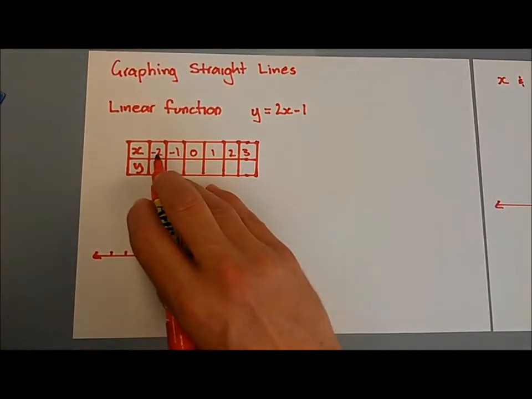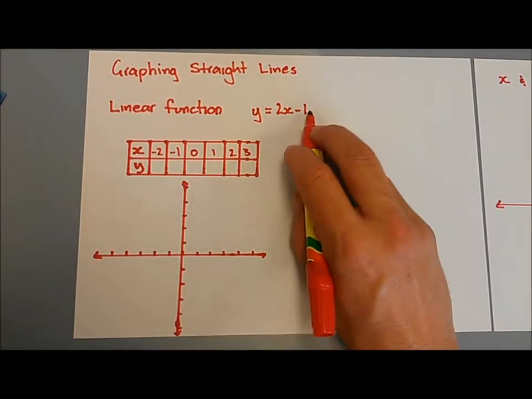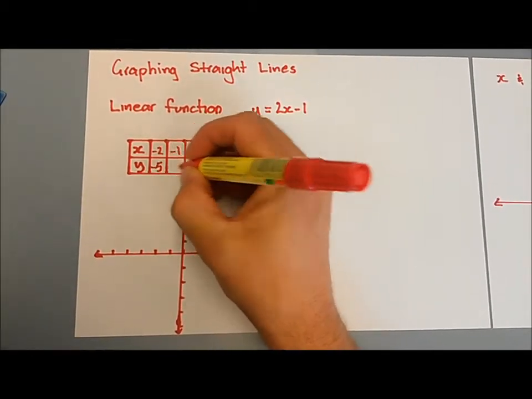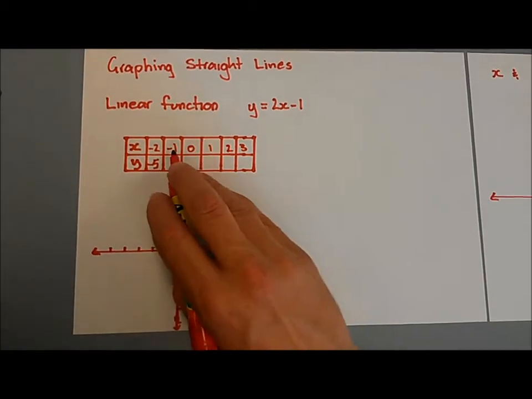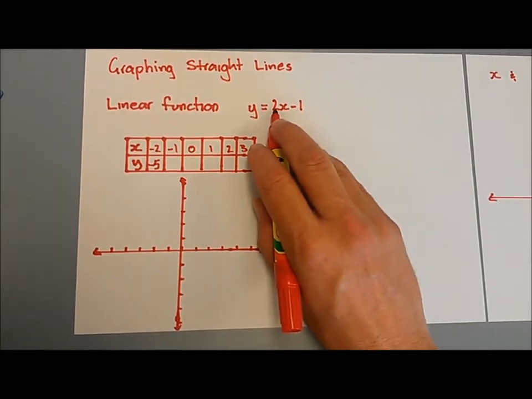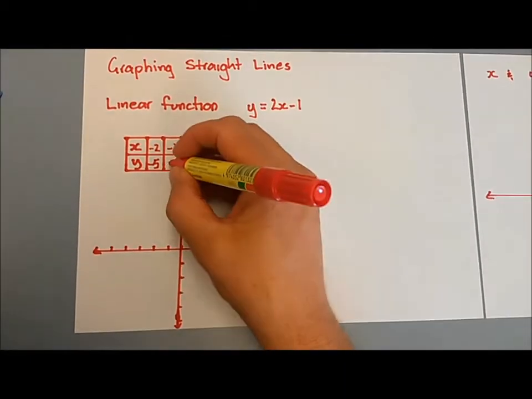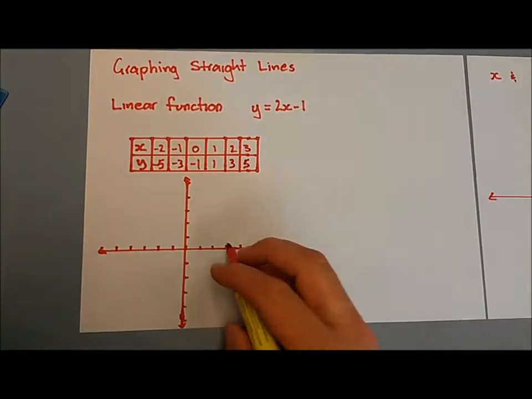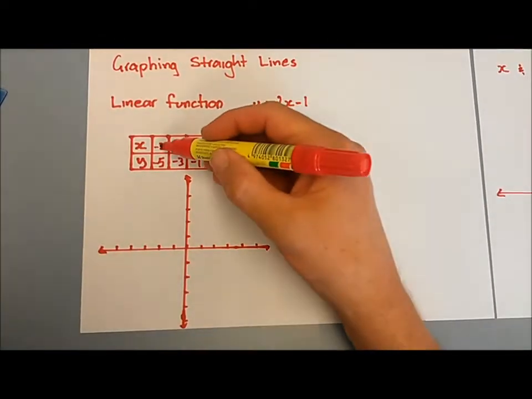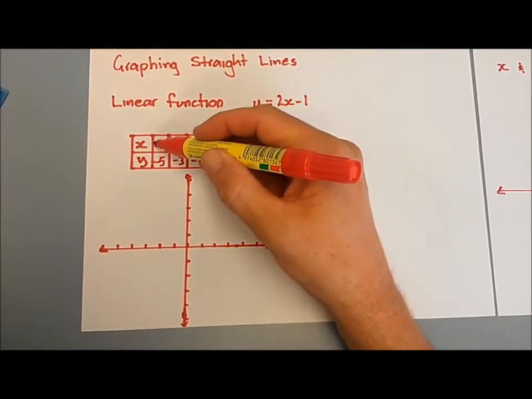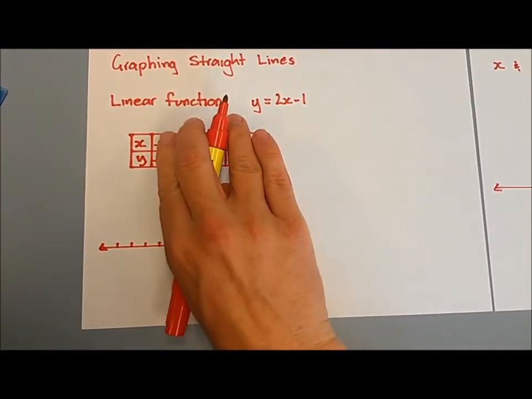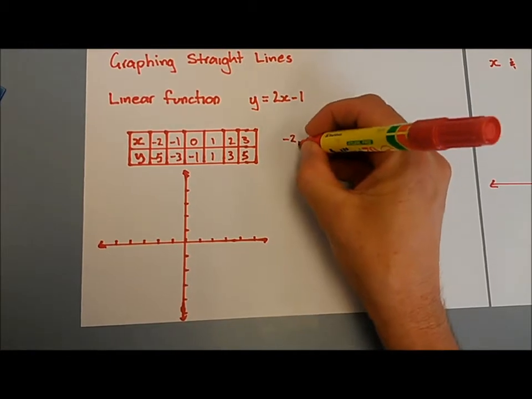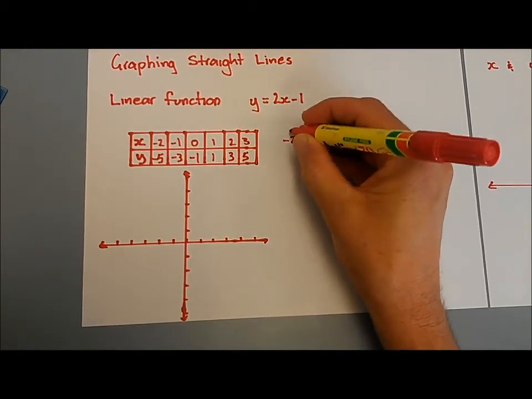So 2 times negative 2, negative 4, take away 1, negative 5. Keep going, negative 1 times 2, negative 2, take away another 1, negative 3. 2 times 0, 0, take away 1, negative 1. So now I know for every x value I have a y value, and I could use this, if I just look at that, as an ordered pair, negative 2, comma, negative 5.